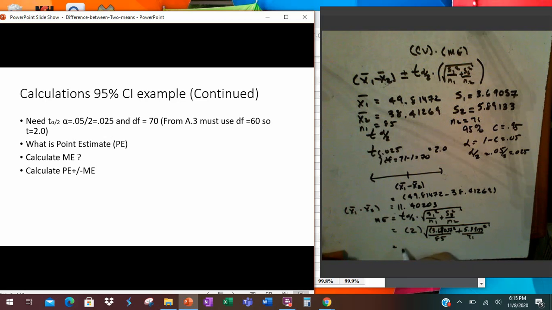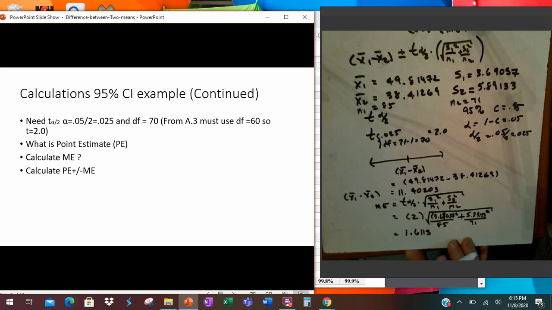And I get this being 1.611. Let's go with 4 decimal places, 113. Okay. So if I move up, I'm going to take this value, my x1 minus my x2, subtract this.